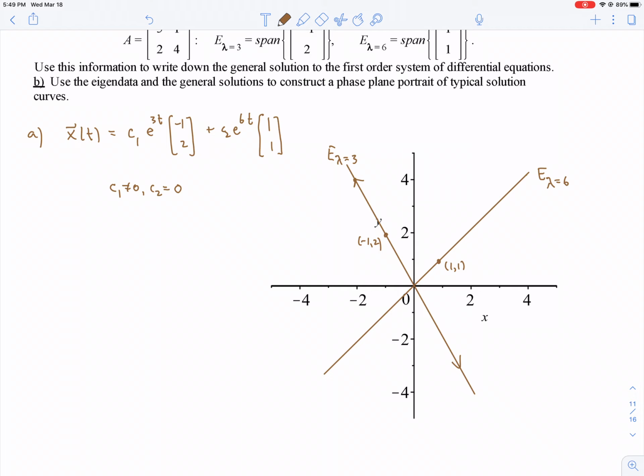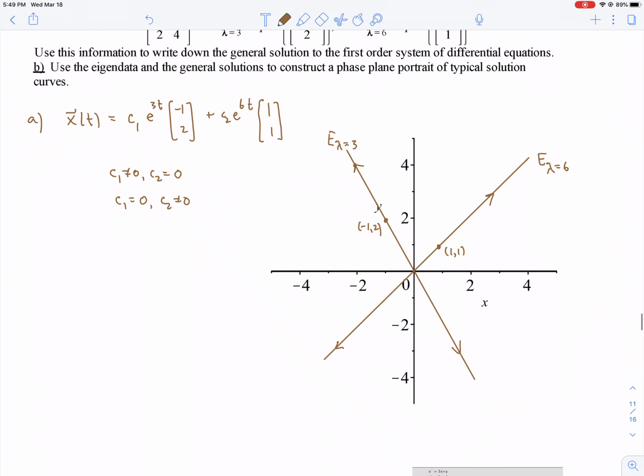Okay. And in the complementary case, when C1 is 0 and C2 is not 0, my solutions are running along the lambda equals 6 eigenspace, and they're also running off to infinity because of the e to the 6t, so I get arrows like so and like so. Now let's think about what happens, let's first think about what happens as t goes to minus infinity.